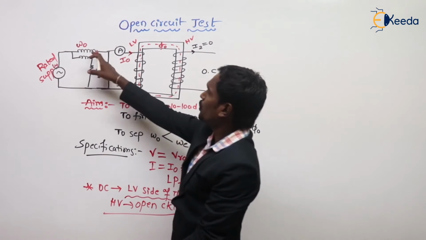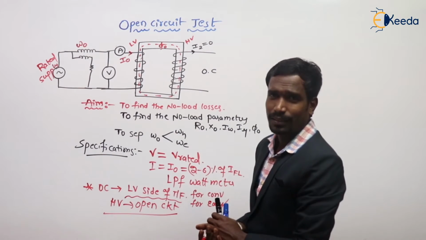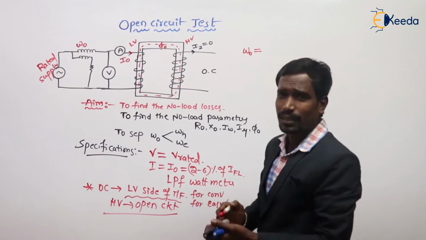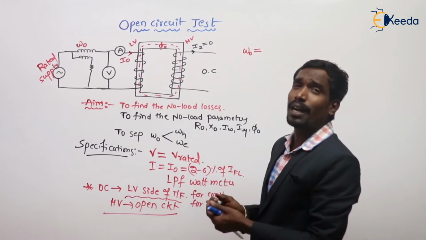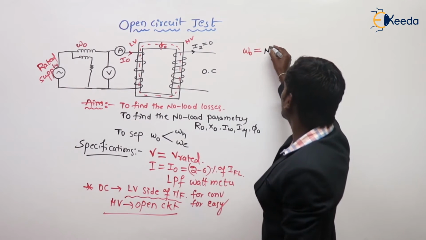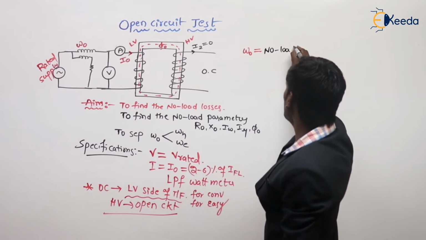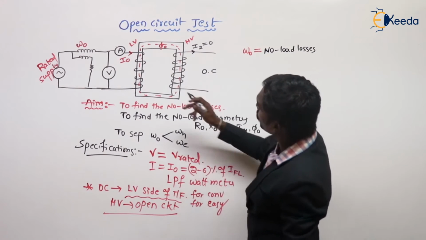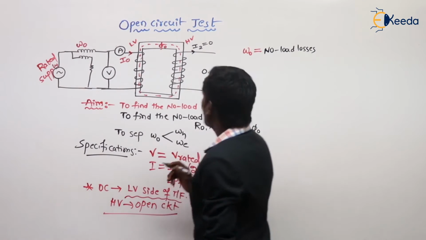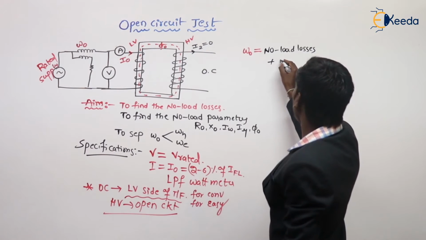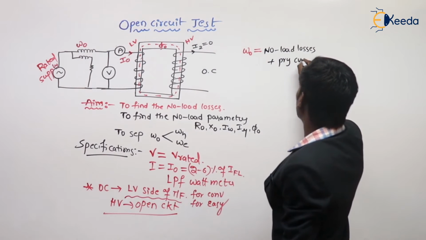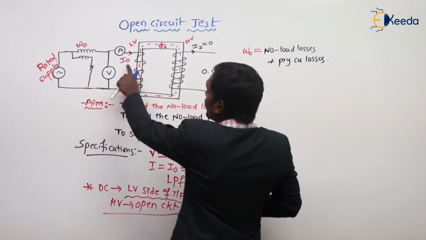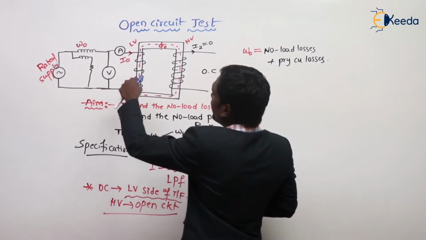Then we have to note down the wattmeter reading. This wattmeter reading W0 gives us the no load losses of the transformer, and also a very small primary copper loss, because this I0 current flows through the primary winding.